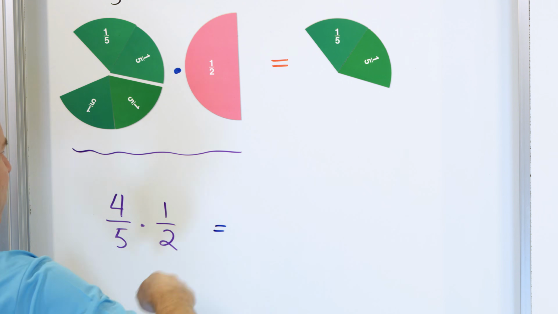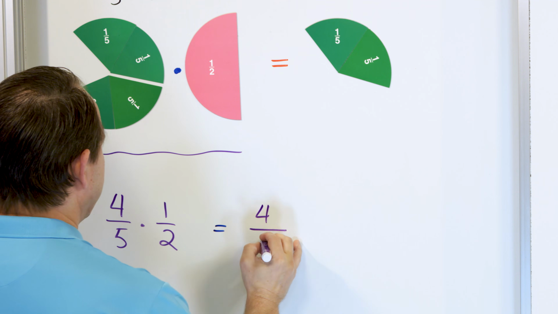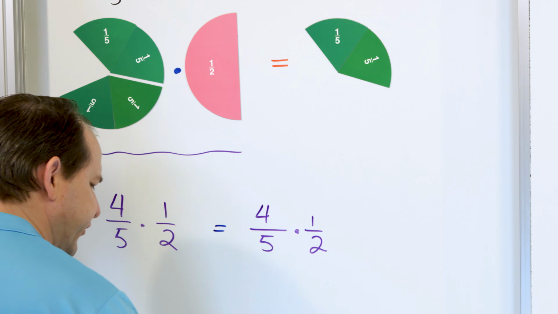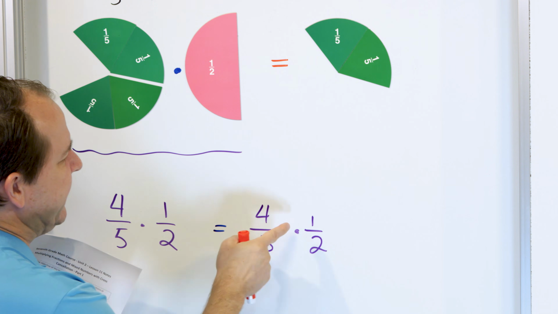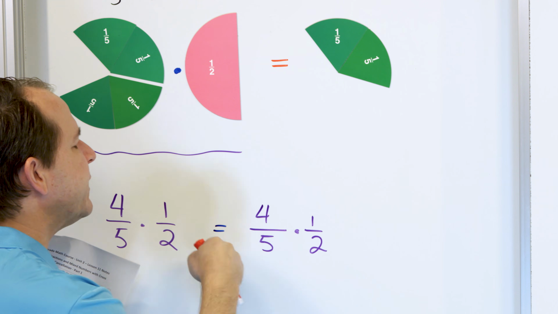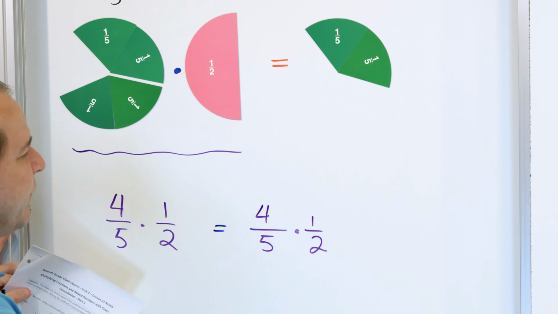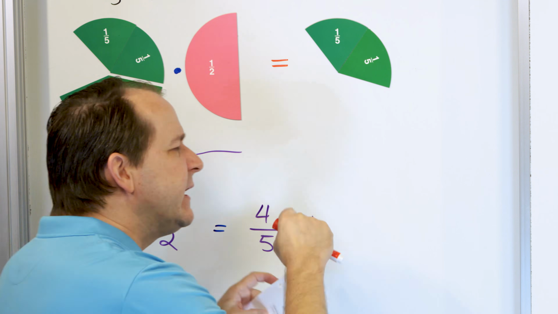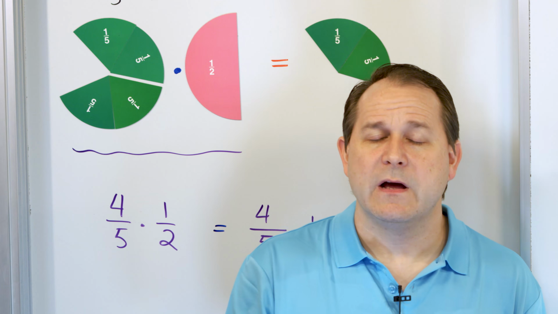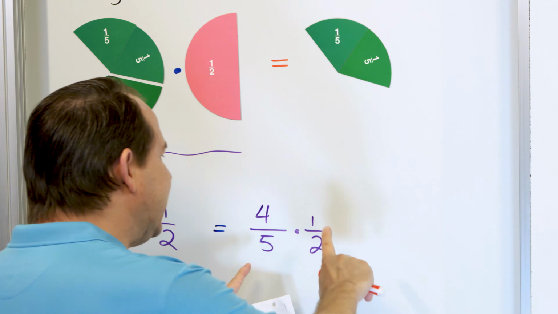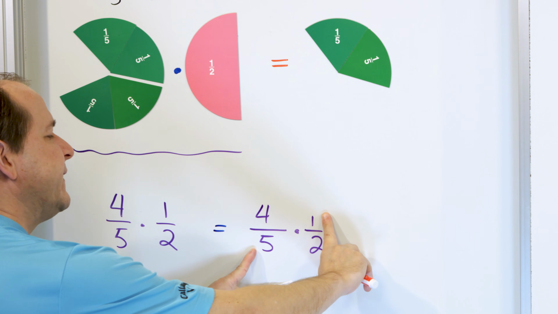I think what I'm going to do is rewrite this just so I don't mark up what we have. 4/5 times a half. What you can do is look at any term on the top and any term on the bottom and see if you can pre-simplify ahead of time before multiplying. Here we have a 1, here we have a 5. Can I divide 1 and 5 by something to make it simpler? No. 1/5 is already simplified, so I cannot pre-simplify or cross-cancel these.